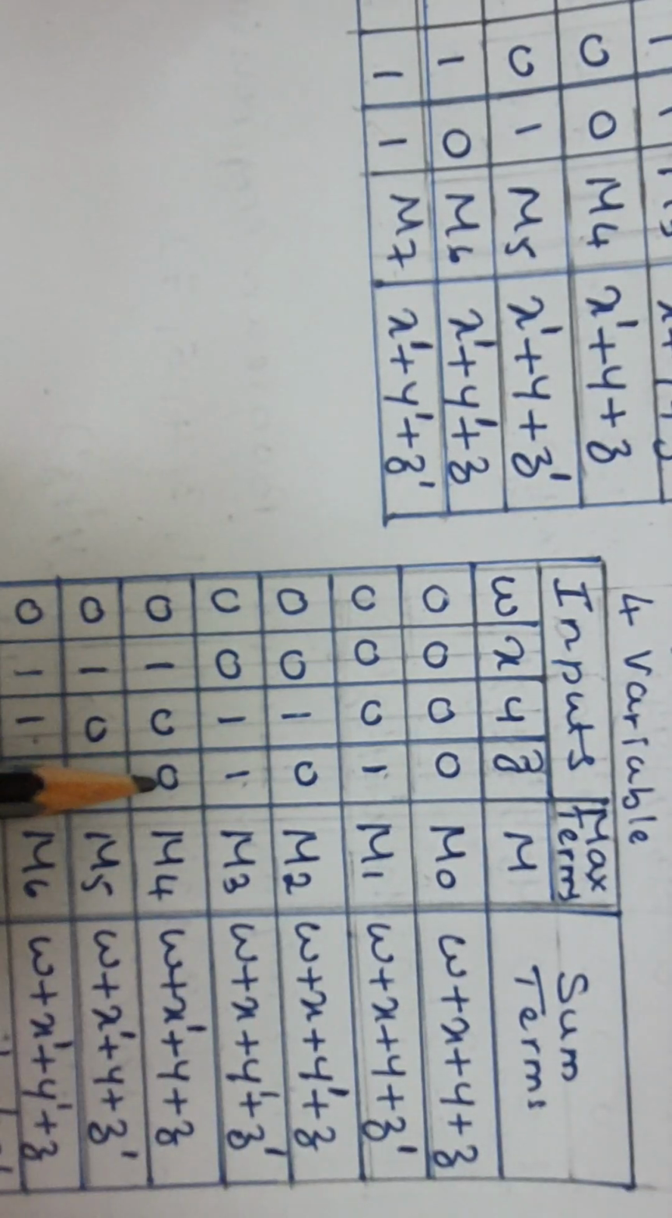0, 1, 0, 0. So w is 0, w. X is 1, x dash. Y is 0, y. Z is 0, z in between plus sign. Hence w plus x dash plus y plus z forms max term m4. Similarly 0, 1, 0, 1. If input conditions are there, w is 0, so w, x is 1, x dash, y is 0, y, z is 1, z dash in between plus sign. Hence this sum term w plus x dash plus y plus z dash indicates max term 5.